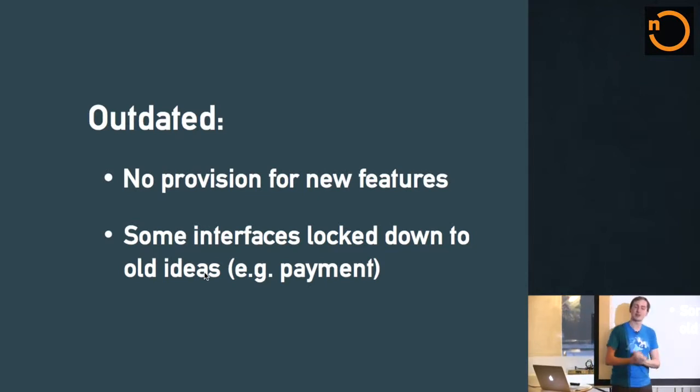So some of the problems with API v1, which is our current public API that we had previously: it was outdated. The code was all pre-Django, because we moved to Django 3 or 4 years ago. There was no provision for new features. There were a lot of interface and design ideas around the URLs and the methods that were just locked down to how Eventbrite worked 5 or 6 years ago. Things like the way payment methods work, the way repeating events worked, all that kind of stuff.